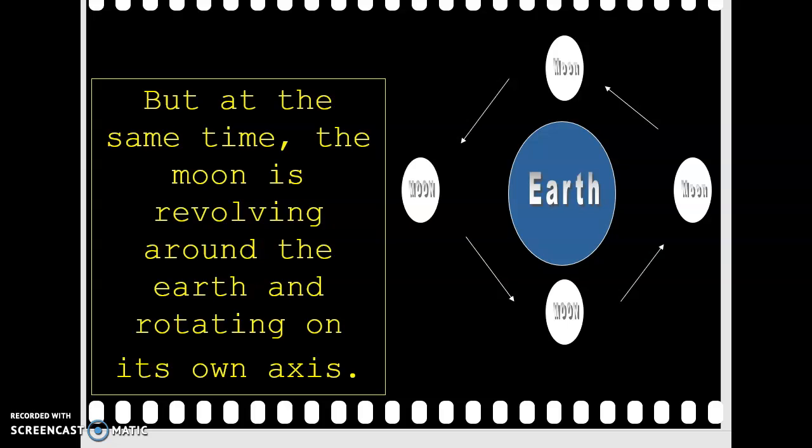At the same time, the moon is revolving around the Earth and rotating on its own axis, its own point where the moon is spinning in place, right? So the Earth goes around the sun, the moon goes around the Earth. And as the moon is revolving or orbiting around the Earth, it is also spinning in place, just like the Earth.